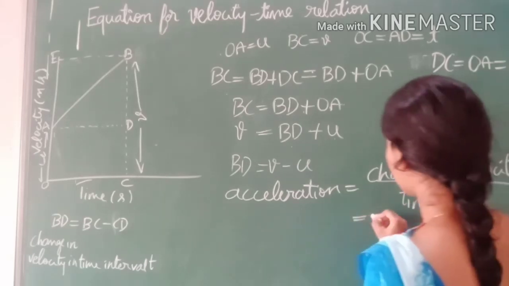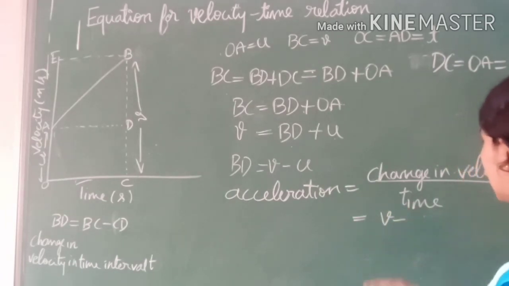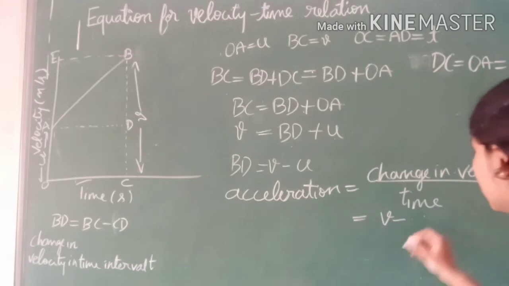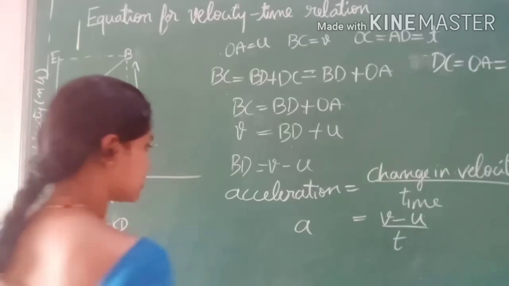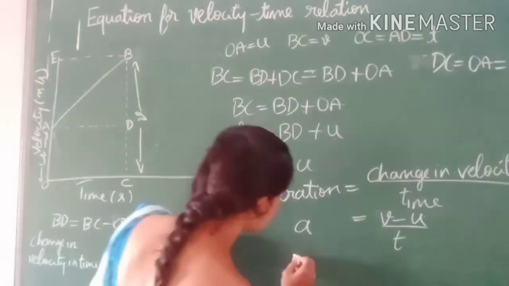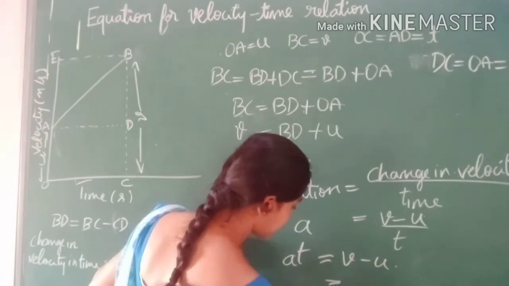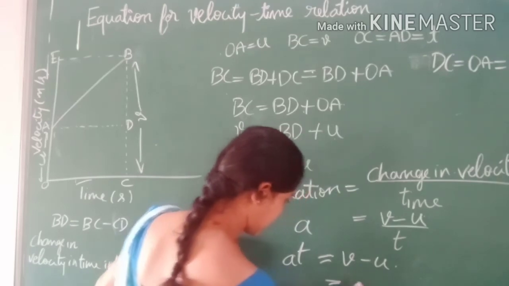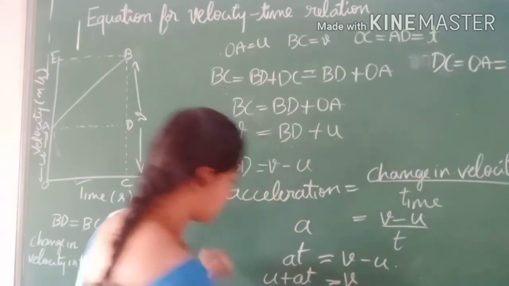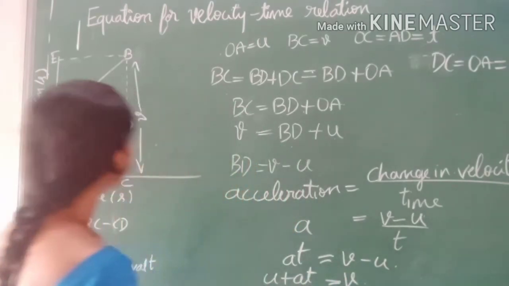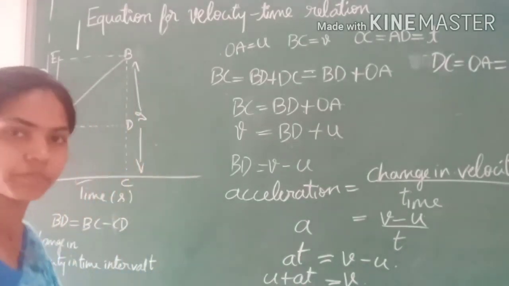So what is that change in velocity? Change in velocity is V minus U, that is divided by T. So A is equal to V minus U divided by T. From this we will get AT is equal to V minus U, or U plus AT is equal to V. This is the first equation for velocity and time in relation.